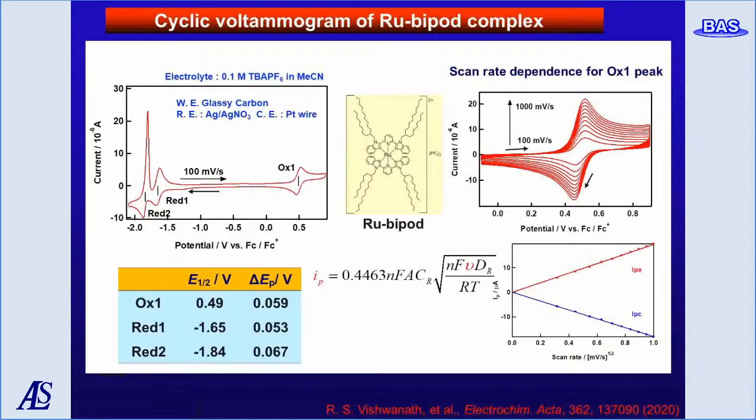For the oxidation peak, when changing the scan rate, the anodic and cathodic peak currents are linearly dependent on the square root of the scan rate, which indicates the redox process is a diffusion-controlled process. From the CV, we can determine the half-wave potential of the ruthenium complex as shown here.